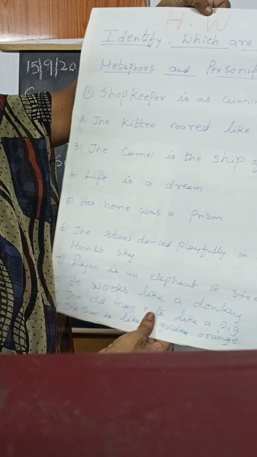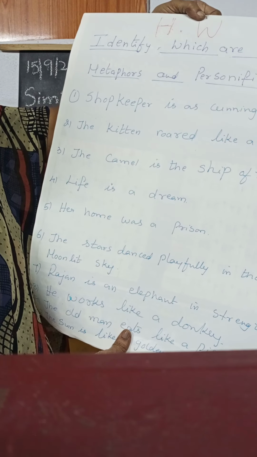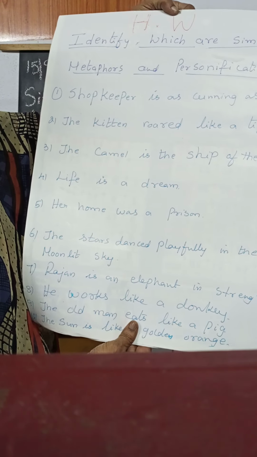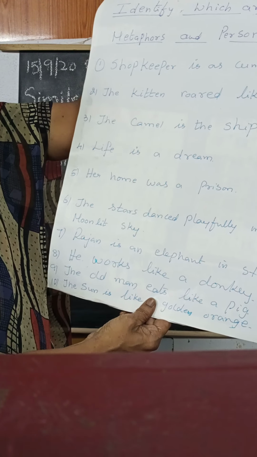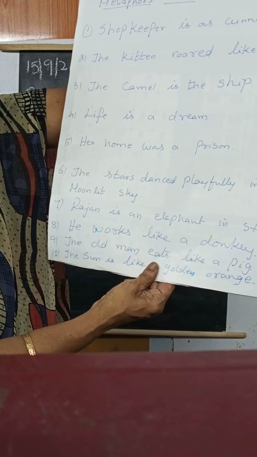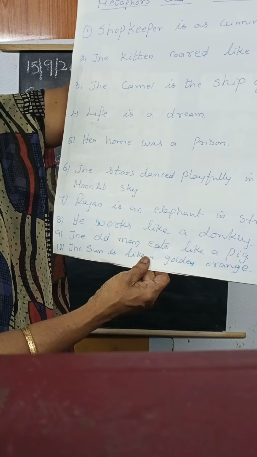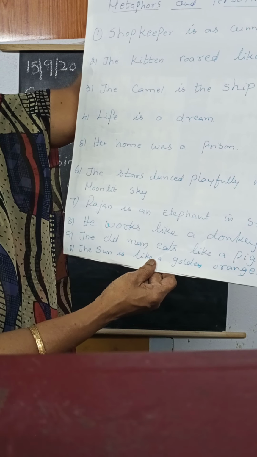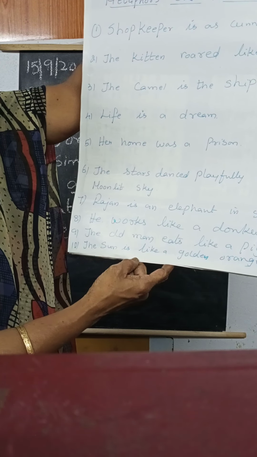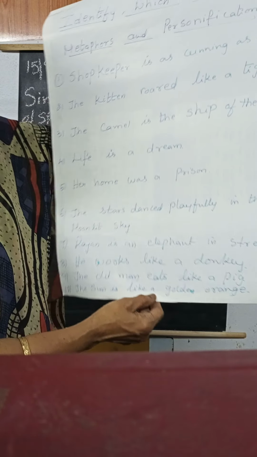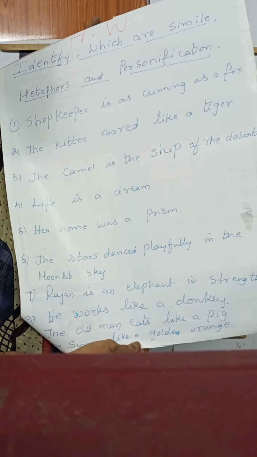First one, the shopkeeper is as cunning as a fox. The kitten roared like a tiger. The camel is the ship of the desert. Life is a dream. Her home was a prison. The stars danced playfully in the moonlit sky. Seventh one, Rajan is an elephant in strength. He works like a donkey. The old man eats like a pig. The sun is like a golden orange. These are the homework; you have to write which is simile, metaphor and personification.